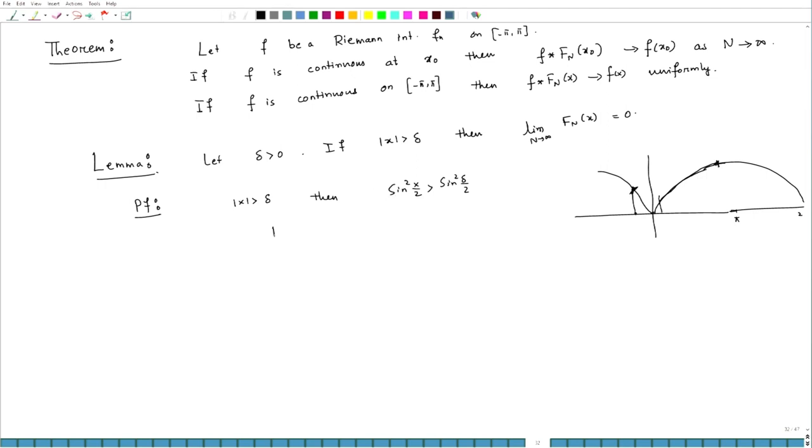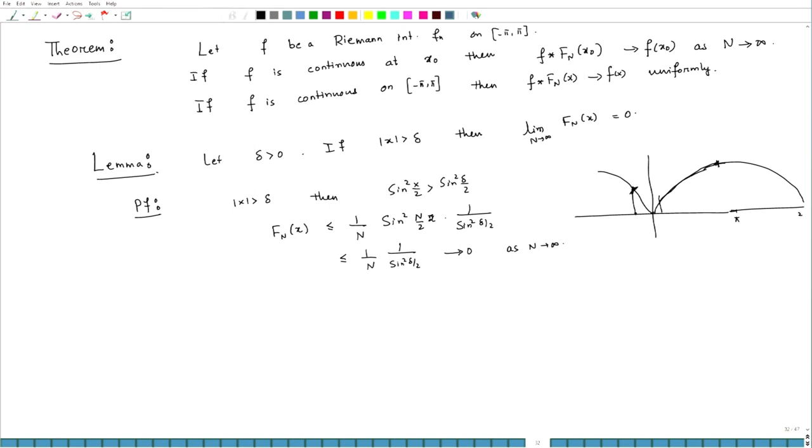Therefore, f n of x is less than or equal to 1 by n sin square n x by 2 into 1 by sin square delta by 2. Now, delta is fixed. This is less than or equal to 1 by n, because sine is always bounded by 1. So, this is 1 by n times 1 by sin square delta by 2, which goes to 0 as n goes to infinity.